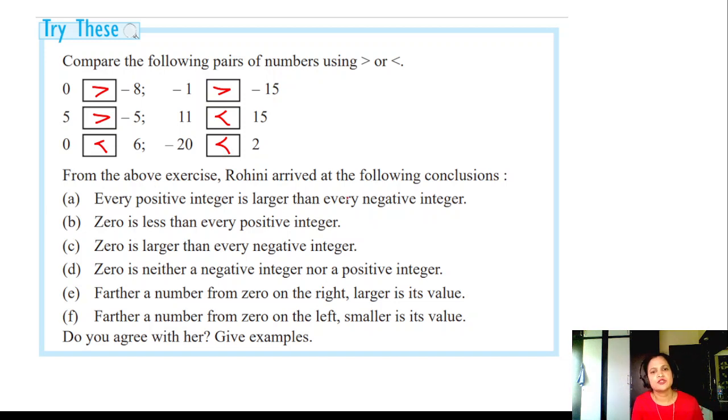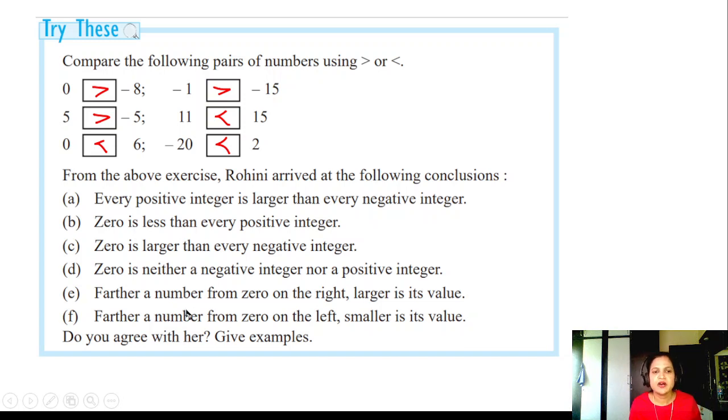From the above exercise, Rohini arrived at the following conclusions by observing all these. Every positive integer is larger than every negative integer. Yes. 0 is less than every positive integer. Yes, it is correct. 0 is larger than every negative integer. True, it is correct. 0 is neither a negative integer nor a positive integer.